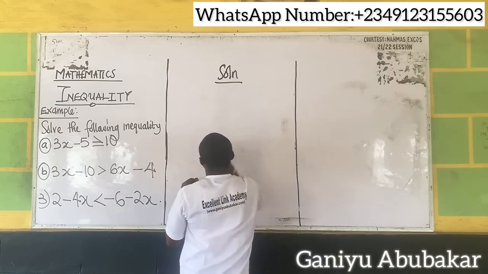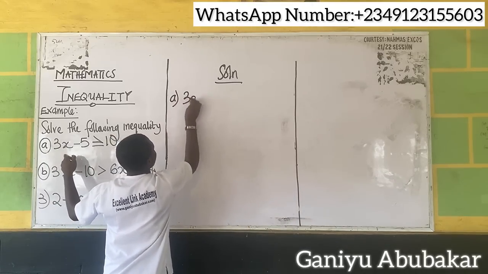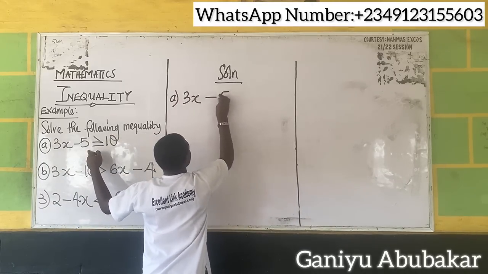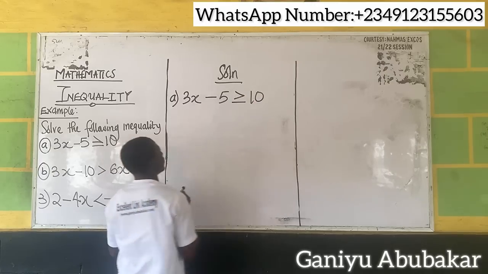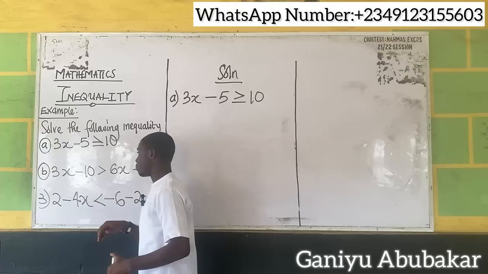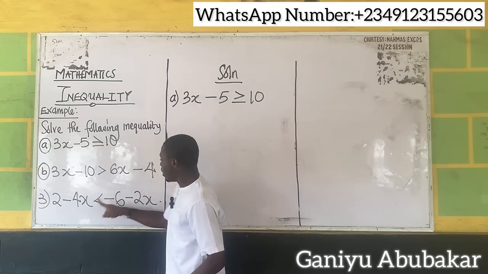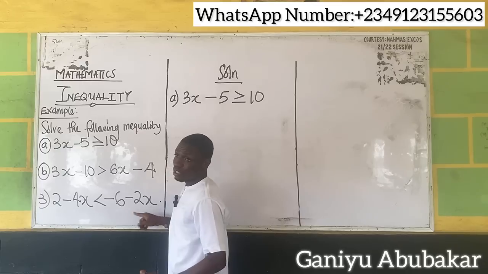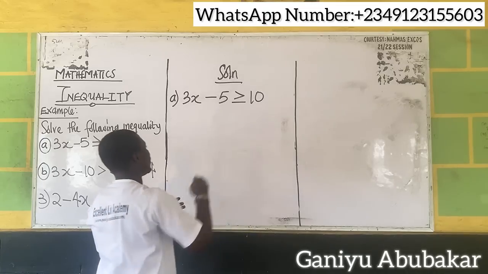So to solve this problem, number one, it says given that 3x minus 5 is greater than or equal to 10. My priority here is to find x. That's all. I'm asked to find x, so let's get x from here.